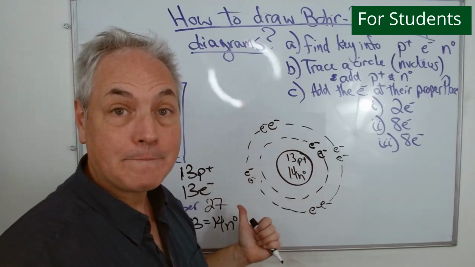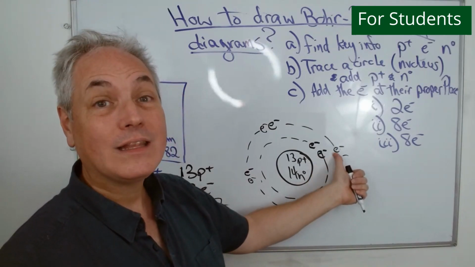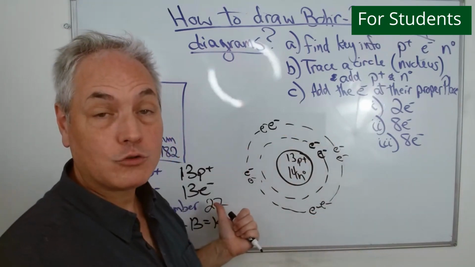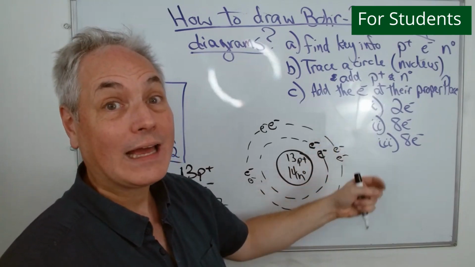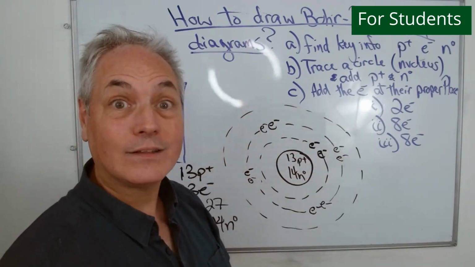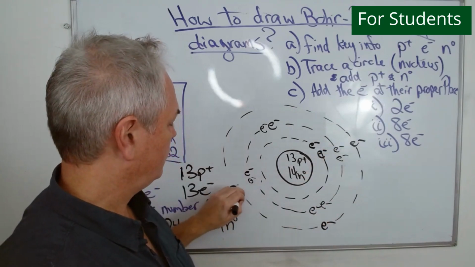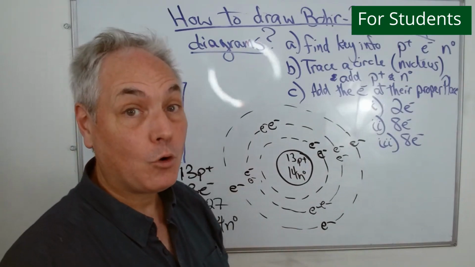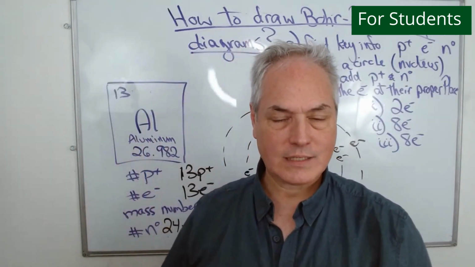So in the aluminum atom, we have 2 electrons on the first level, 8 electrons on the second level, and that makes 10 that we can account for. However, we have 13. So that means that if I can put 2 on the first level and 8 on the second level, I'm going to have to add another level. And here I will add the 3 extra electrons I have. 1, 2, and 3. And here is an excellent Bohr-Rutherford diagram of an aluminum atom.